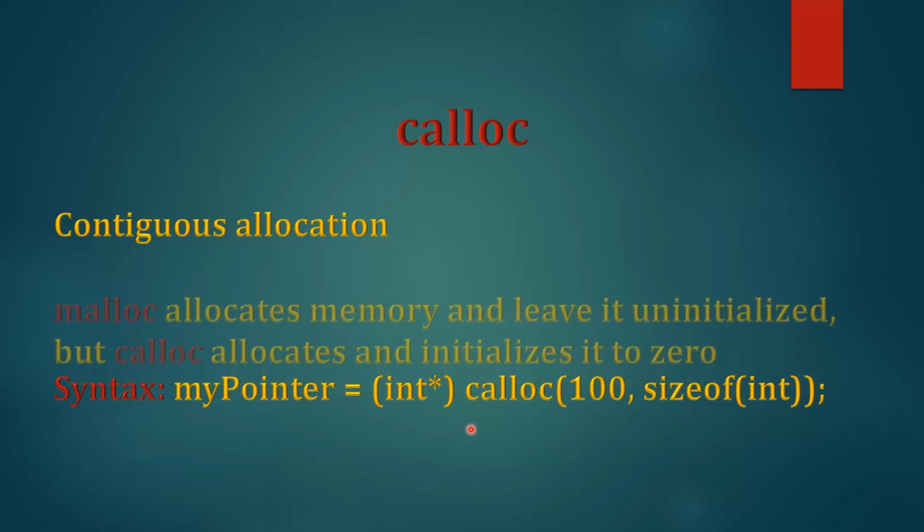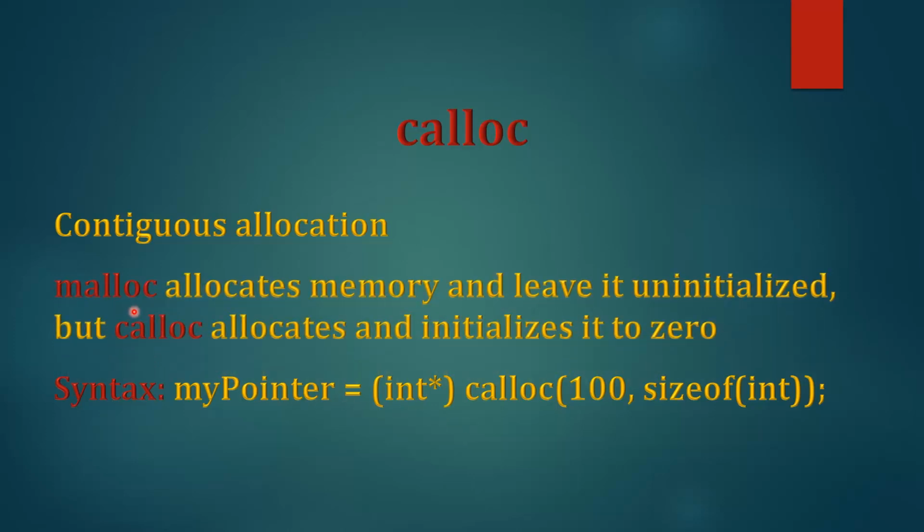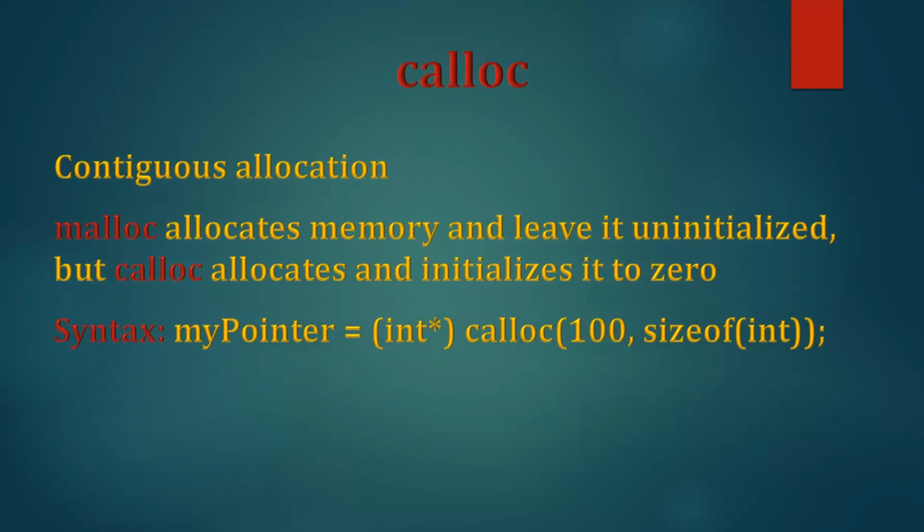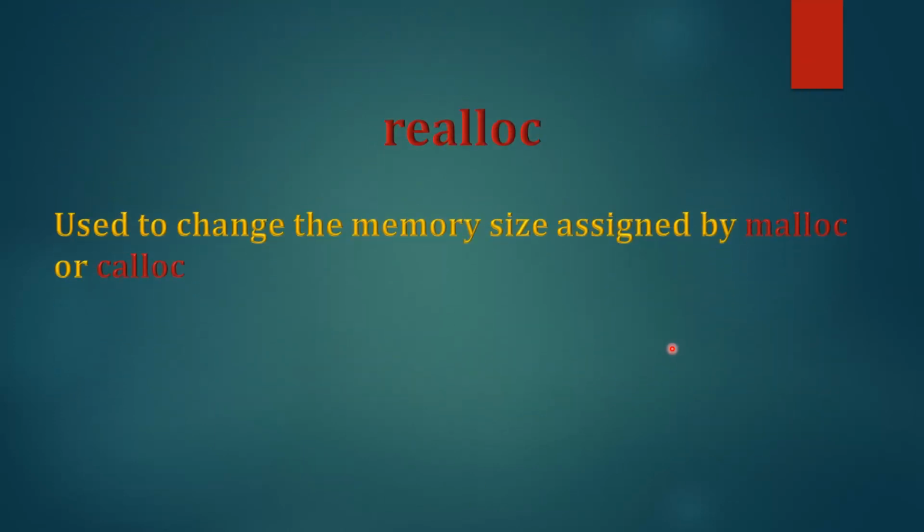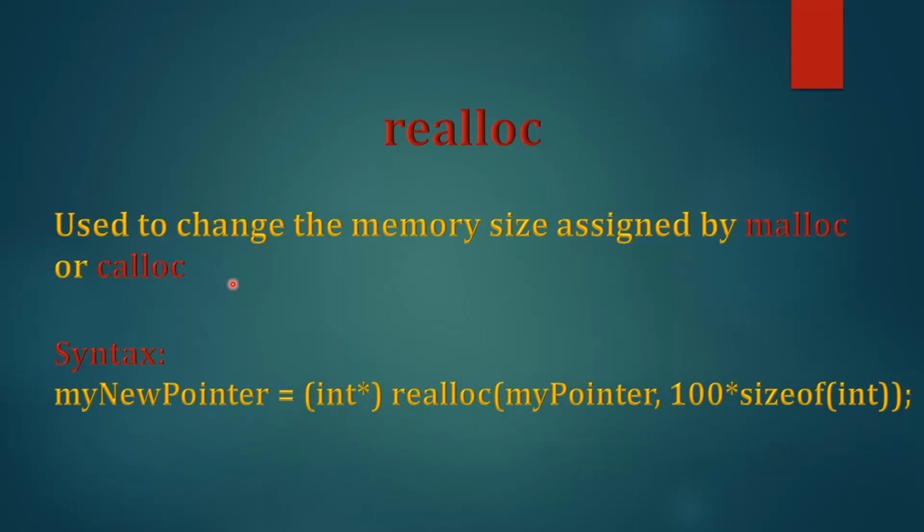One more point associated with calloc is that while using malloc, malloc allocates memory and leaves it uninitialized. By saying uninitialized, we mean that the memory block is assigned, but it is not given any value. But while using calloc, it allocates the memory and then initializes it to 0. It will fill all the blocks with 0 values. Okay, so these were malloc and calloc. Now let's see realloc. It is used to change the memory size assigned by malloc or calloc, and that is done at runtime. That is the major difference between dynamic memory allocation and a normal array.